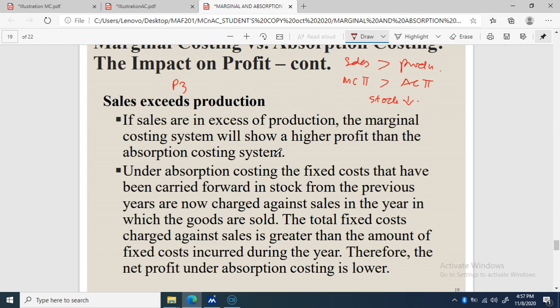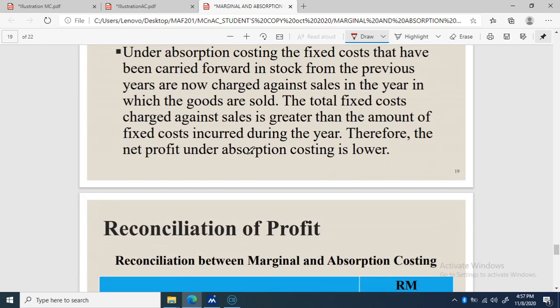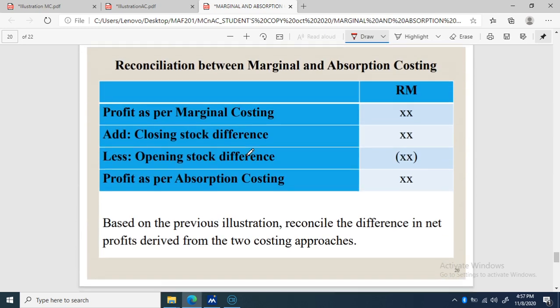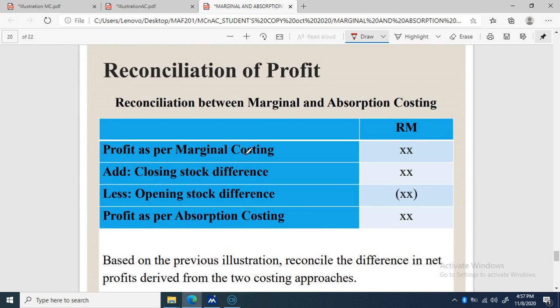Okay, so when we have different profit for marginal costing and absorption costing, and marginal costing is only for internal reporting and not accepted for external reporting under GAAP, we have to reconcile the profit. How to reconcile the profit? Normally, we start from the marginal costing approach and reconcile with the difference in stock valuation, because stock valuation for marginal and absorption costing are not the same.